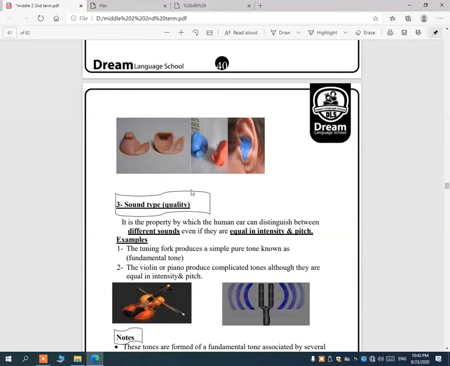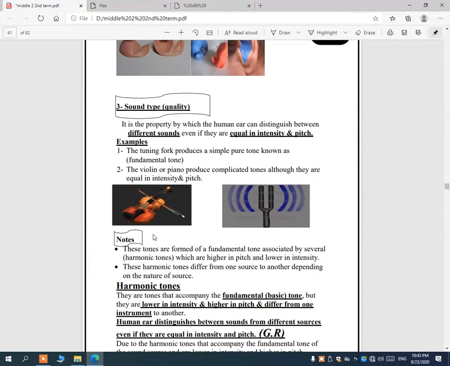The property number 3 is sound type or sound quality. Sound quality is the property by which the human ear can distinguish between different sounds, even if they are equal in intensity and pitch. If we have two sounds and they are equal in intensity and pitch, we can still differentiate between them through sound type or quality.